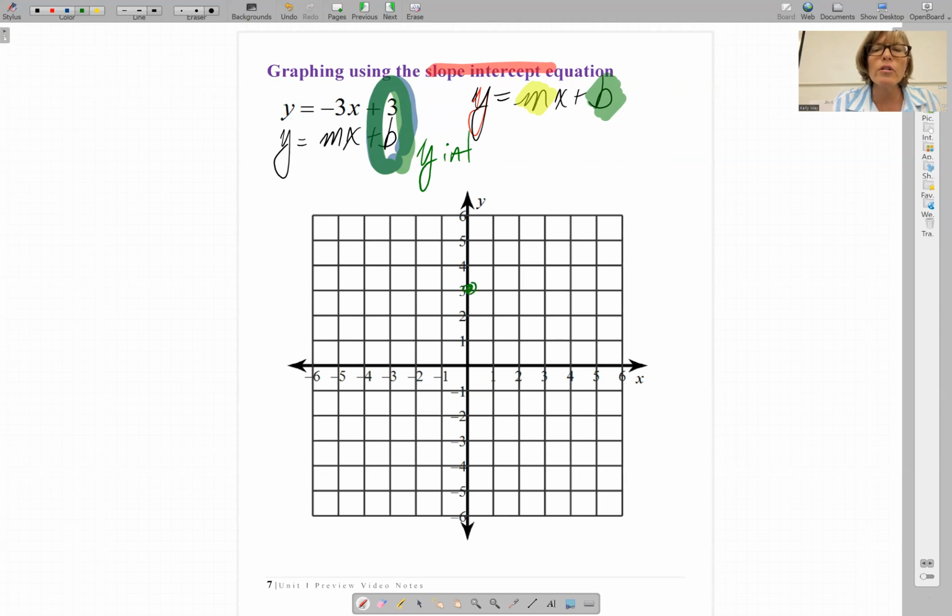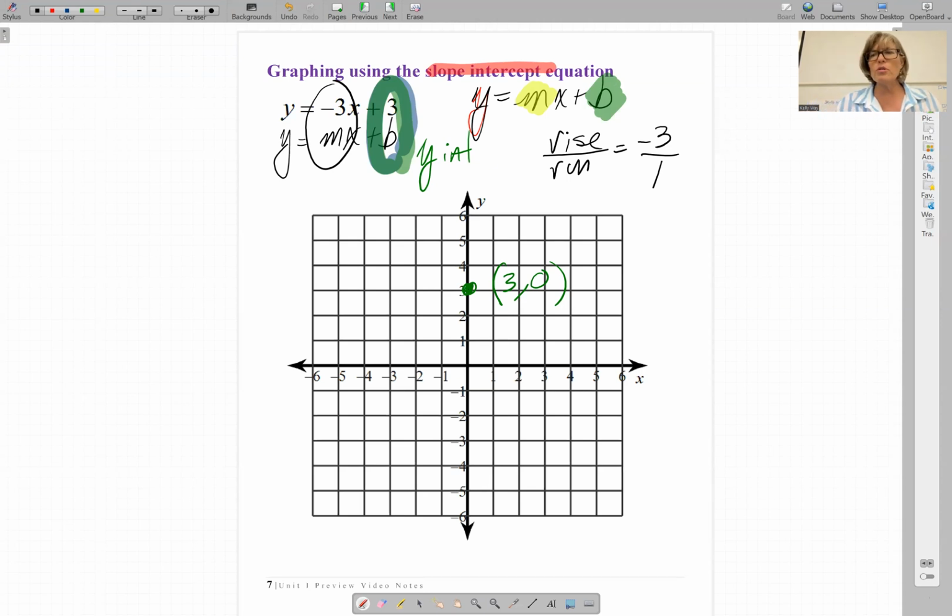So we start here. There is your y-intercept, (0, 3). Our slope is rise over run, -3. This is super important. Slope is always a fraction, because it's rise over run. So if you see a whole number, your run is automatically 1.